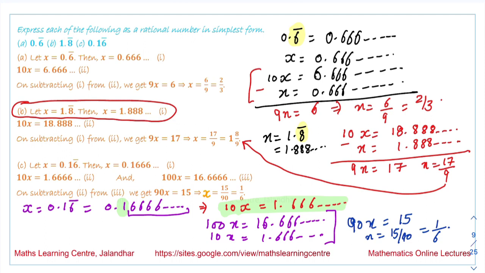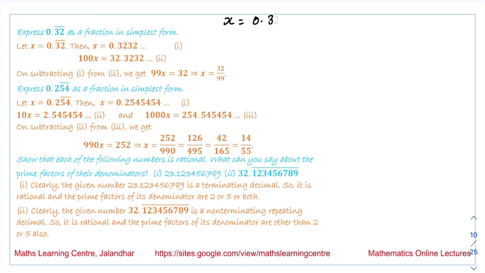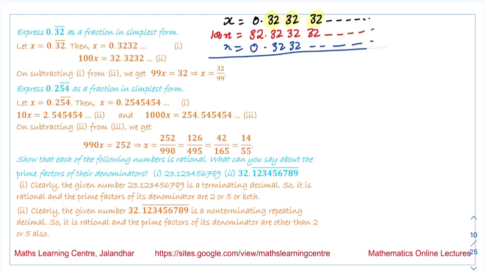Next, suppose we are saying x is equal to 0.323232 and so on. So how many digits are repeating over here? These are two digits that are repeating. So we are going to write 100x is equal to 32.323232 and so on. Again, when we subtract x is equal to 0.3232 and so on from this equation, we get 99x is equal to 32. So this implies x is equal to 32 by 99.